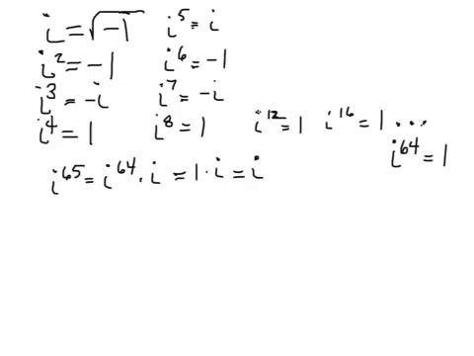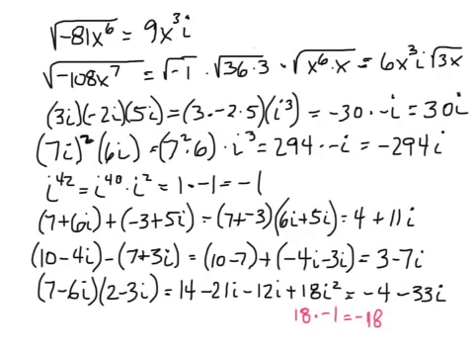...times I, which is 1 times I, or I. Now let's practice a little more with that imaginary number. Square root of negative 81, x to the 6th. Well, we know the square root of 81 is 9. The square root of x to the 6th is x cubed, and that leaves me with the square root of negative 1, which is I.